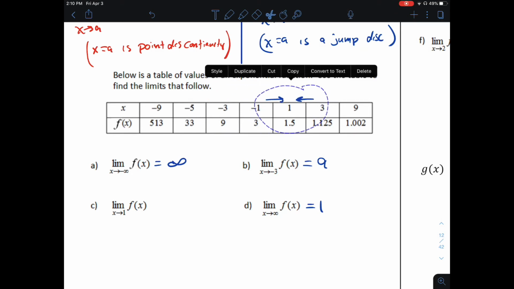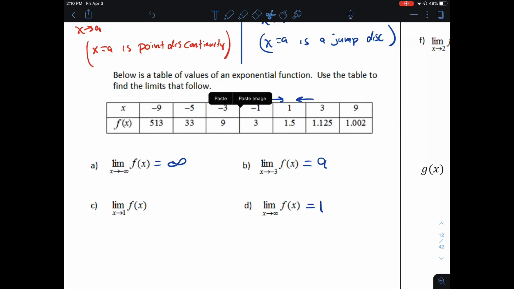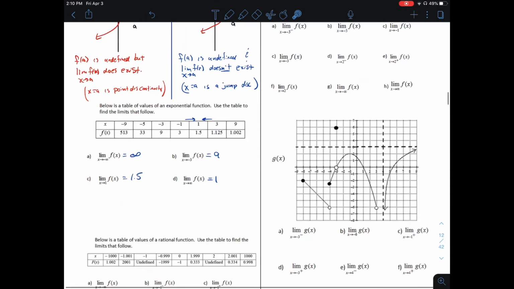What happens if we approach 1 from the left and the right? If we approach from the left, it's getting closer to 1.5. If we approach from the right, it's getting closer to 1.5. So we would say that's just 1.5. Long story short, if it's a continuous function and you want to know what the limit is as it approaches a number, well, it's just whatever the y value is.